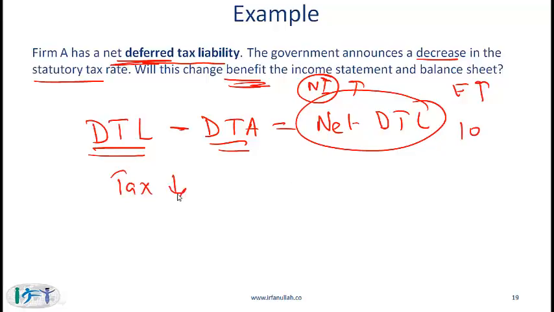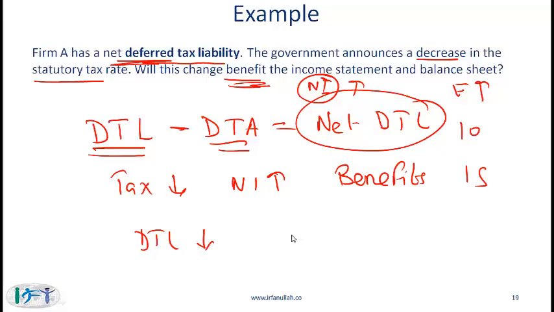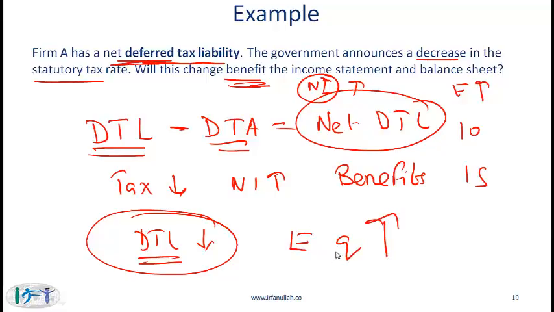If the tax rate comes down, then obviously the taxes are lower and the net income is higher, so that benefits the income statement. What about the balance sheet? When we have a lower tax rate, then this net deferred tax liability comes down. The asset is not impacted, or assets in general are not impacted. Obviously the deferred tax asset also comes down, but we have bundled the deferred tax assets and liabilities into this net deferred tax liability. All other assets are not impacted. Since the net deferred tax liability is coming down, that means that the equity is going up, which again means that the balance sheet is becoming better. So a decrease in the statutory rate benefits both the income statement and the balance sheet.